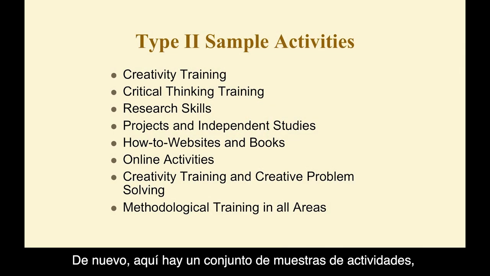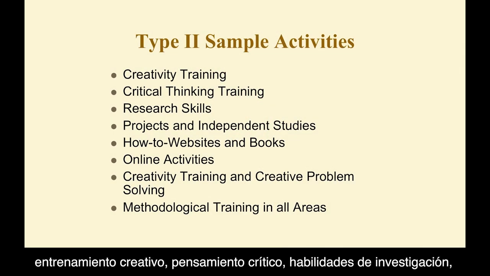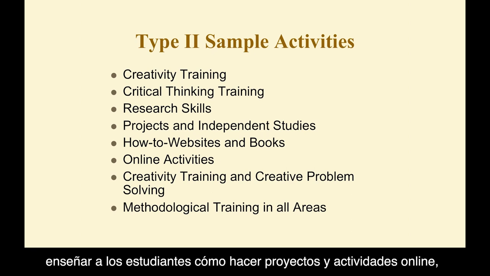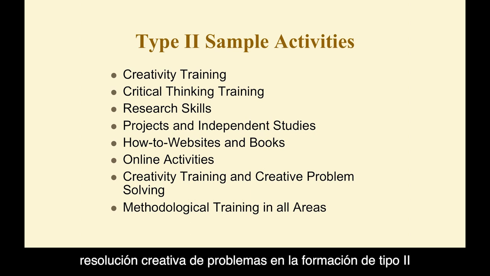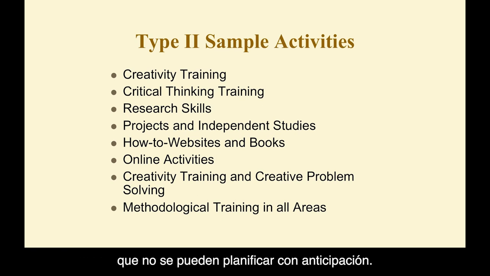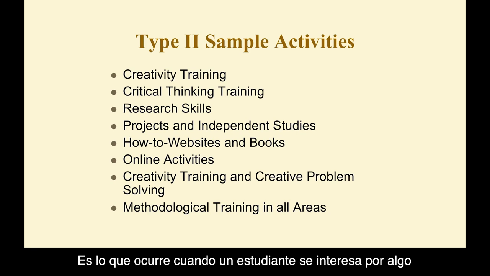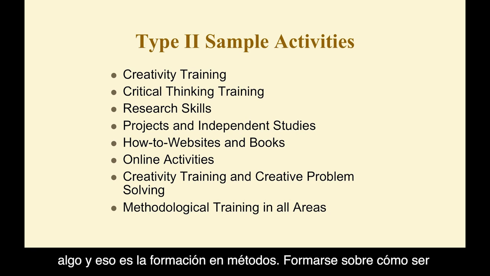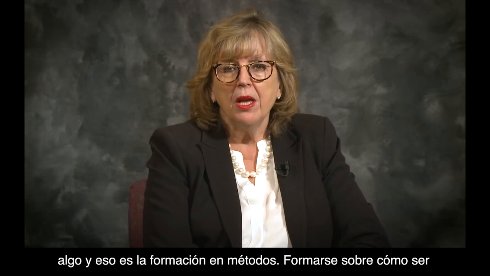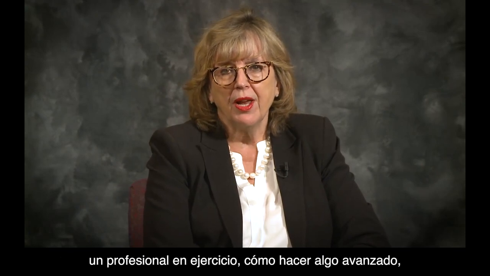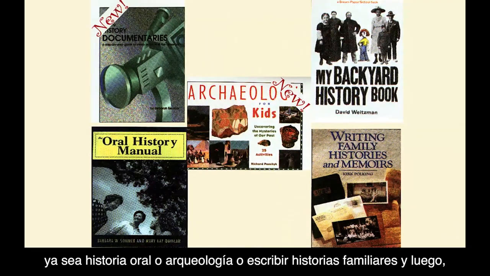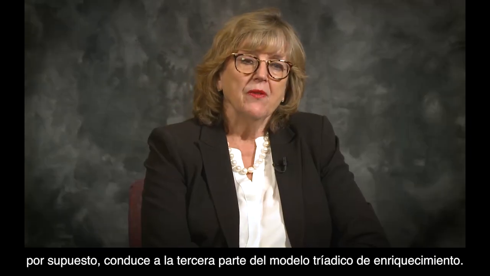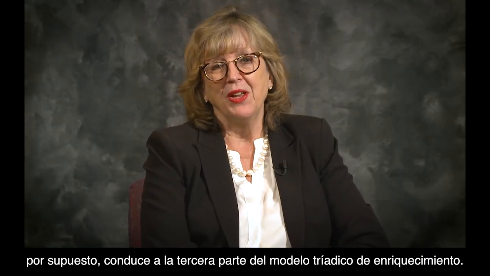So again, here's a set of sample type 2 activities: creativity training, critical thinking, research skills, teaching students how to do projects and online activities, creativity training, creative problem solving, and the type of type 2 training you can't plan in advance. That's what happens when a student gets interested in something, and that's methods training. Training in how to be a practicing professional, how to do something advanced, whether it be oral history or archaeology or writing family histories. And that, of course, leads to the third part of the enrichment triad model.